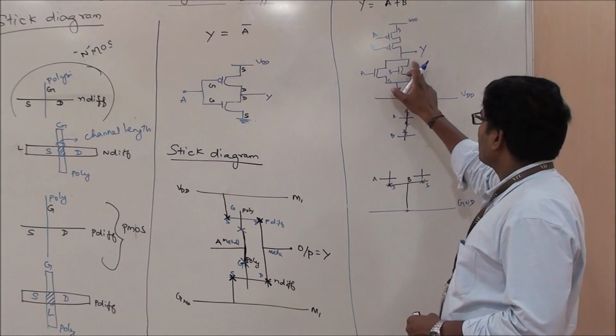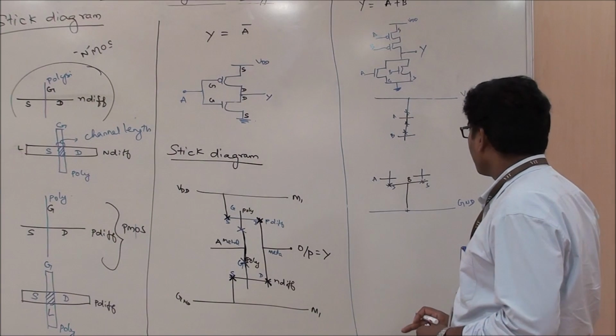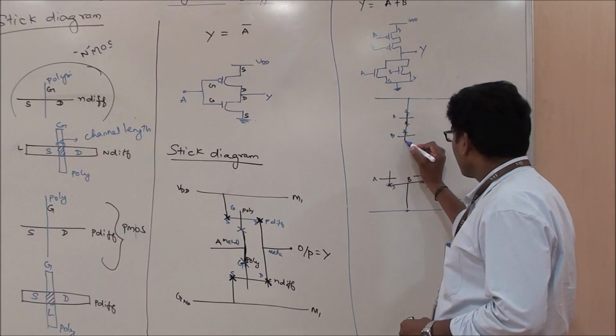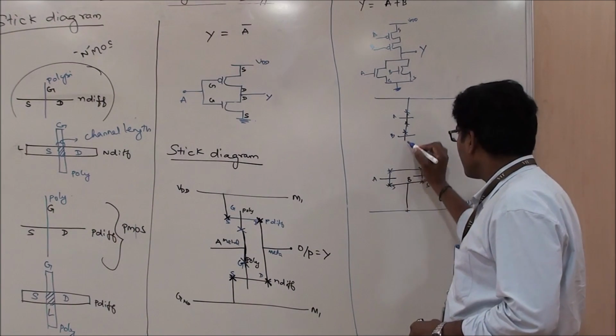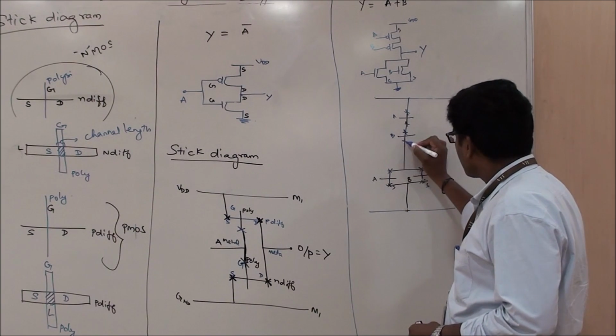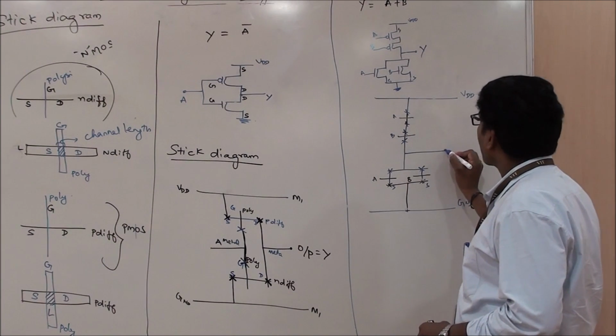One more thing, these two drains plus this drain need to be connected. Again use a metal line for this. Use a metal line to connect these two drains. Connect again with this, and here you can take your output.